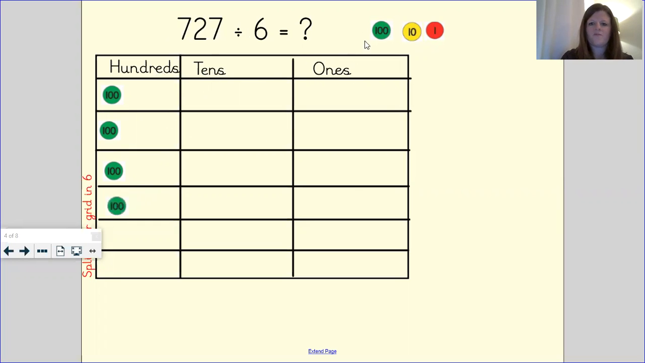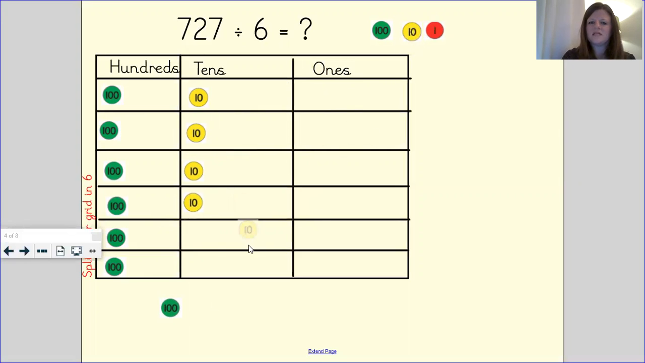Okay, let's go. We've got our 400, 500, 600. Obviously that last 100 we can't share equally, so therefore we are going to exchange that for 10 tens. We've also got our 2 tens that's there already that we are sharing divided by 6. So we have got 12 tens altogether.